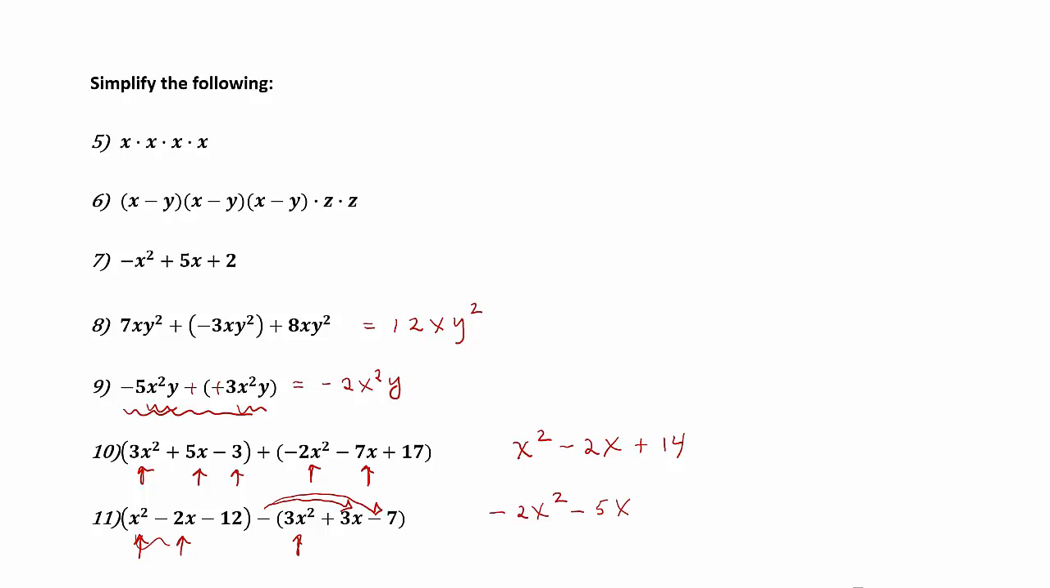We're not distributing these three through. We're not multiplying. We're just combining like terms. 12 and 7 are both constants. Those are like terms. So minus 12 plus 7, because of this minus sign here. Minus 12 plus 7 is minus 5.